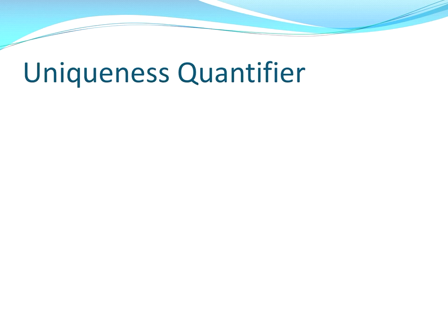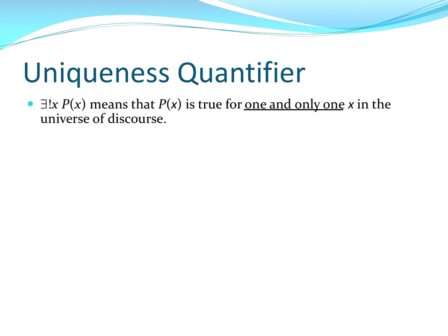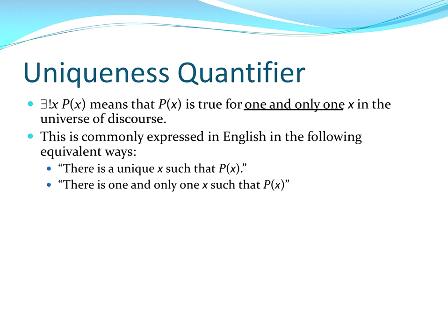There's another quantifier that we will encounter on occasion called the uniqueness quantifier. And it's the existential quantifier with an exclamation point after it. And it says that p of x is true for one and only one x value in the domain. A couple of different ways to say it. There is a unique x such that p of x, or there is one and only one x such that p of x.